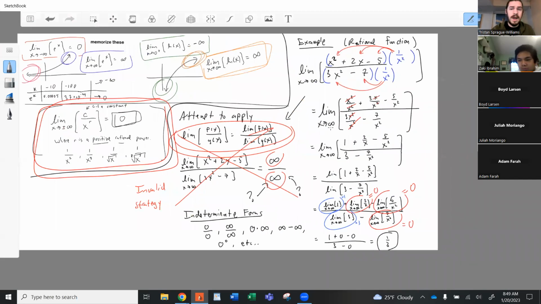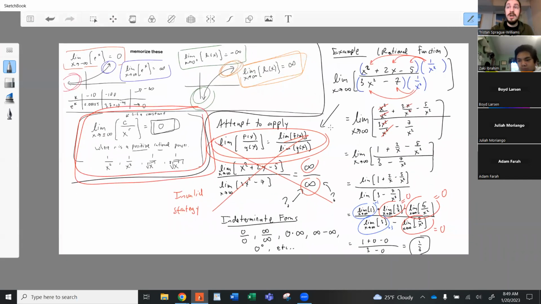Okay. Now, that is an approach that you can use for any rational function. What you can do is multiply by 1 over the highest power of x. And generally, you want to pick the highest power of x that appears in the denominator, so that you don't accidentally end up with a denominator approaching 0 when you're done. You don't necessarily want that. The best way to go about it is the 1 over the highest power of x that appears in the denominator.